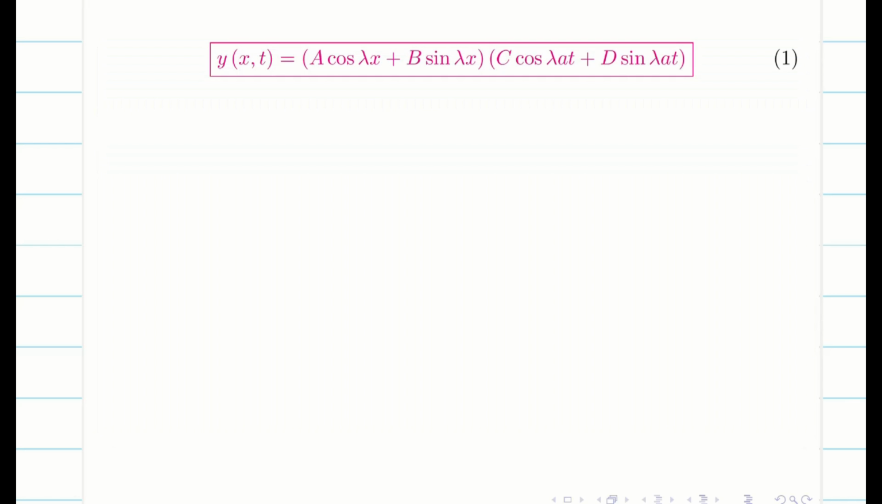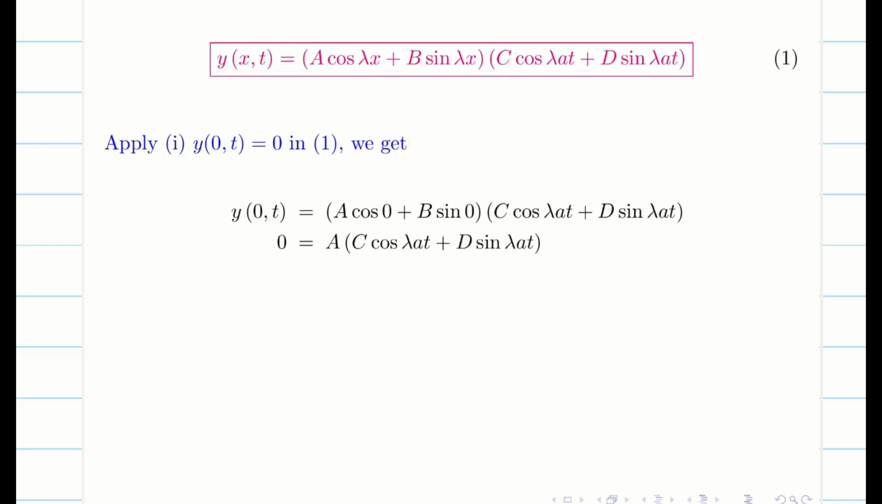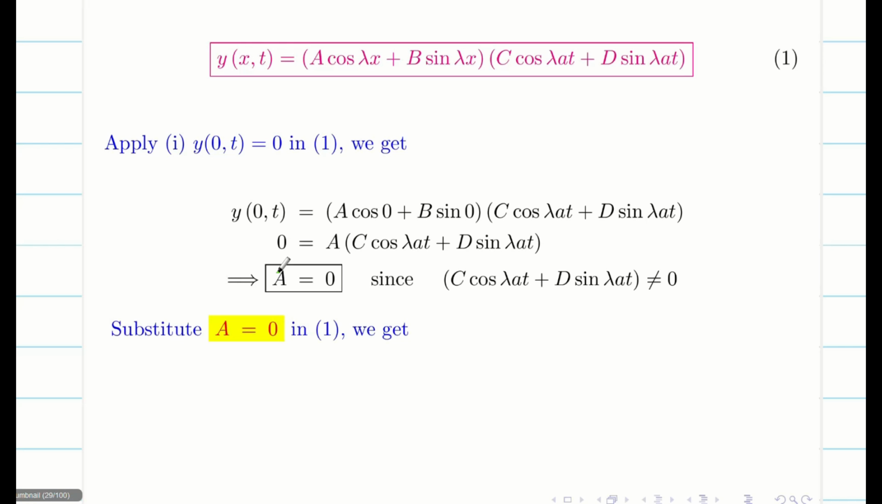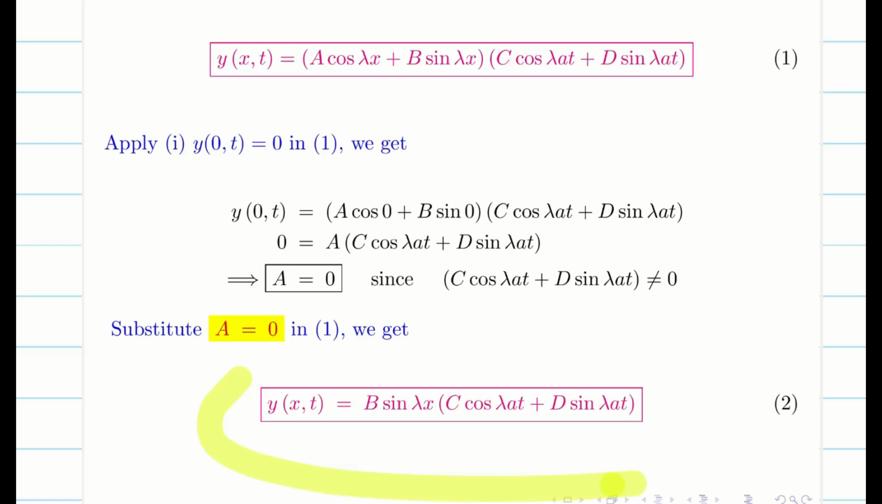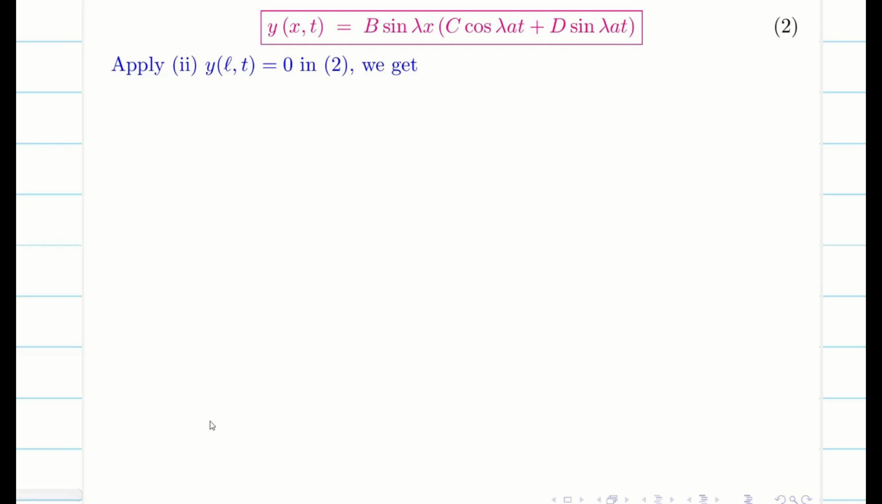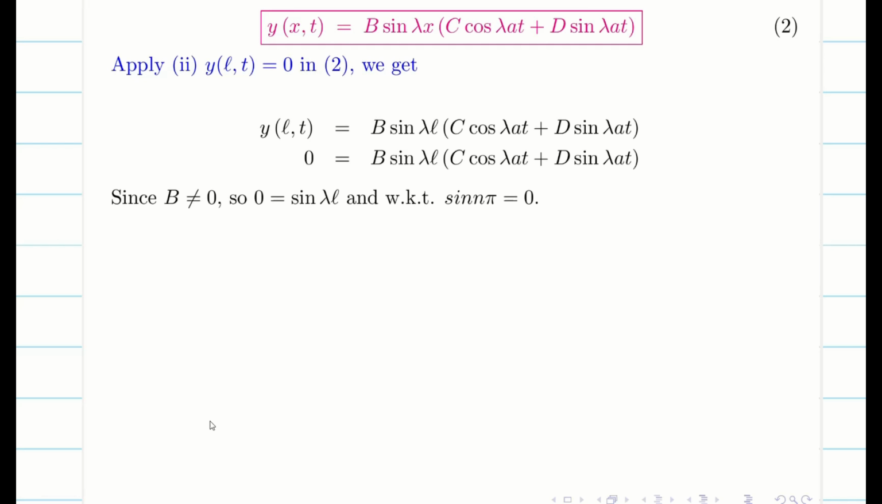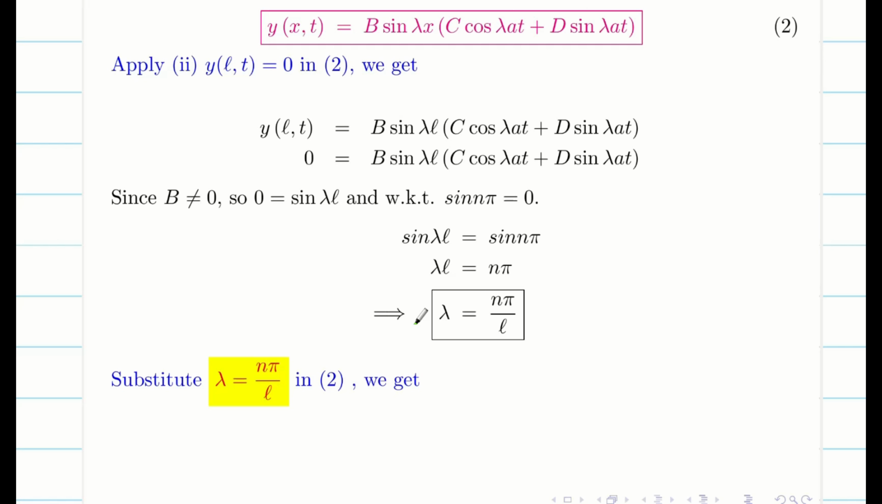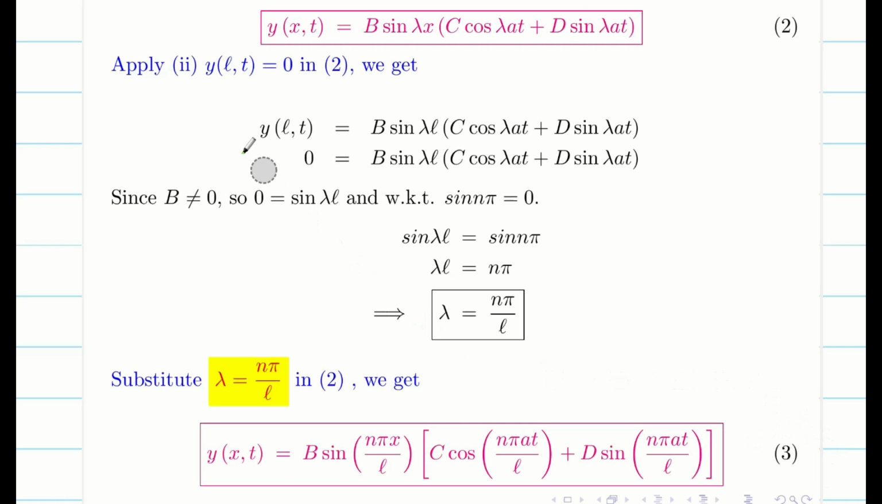Next, as usual steps, guys. Take equation 1. Apply condition 1 in 1, and you'll get a equal to 0. Substitute a equal to 0 in 1, and we'll get the new equation 2. Then apply condition 2 in 2, and we will get lambda equal to n pi by L. Substitute lambda equal to n pi by L in 2, and we'll get the new equation. Take it as equation 3.